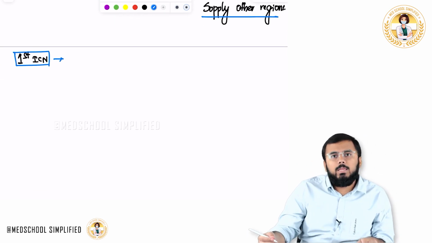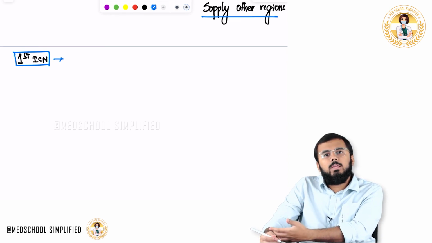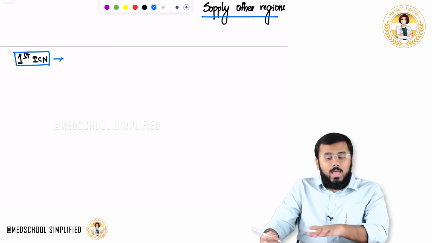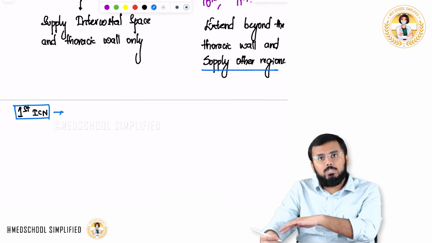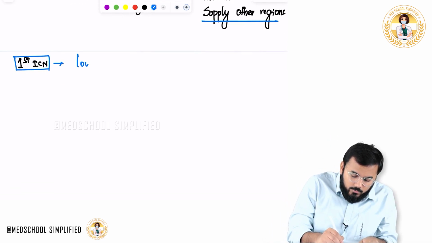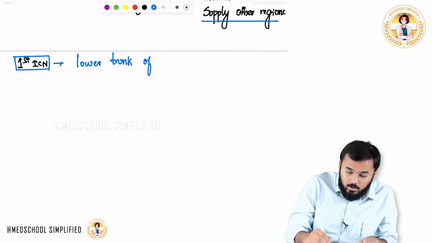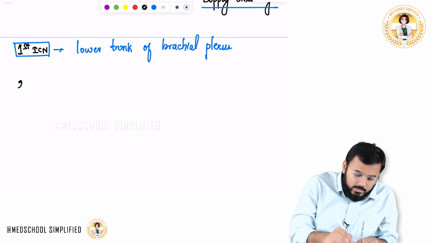The lower trunk of the brachial plexus consists of the nerves that supply your arm, which is outside the thorax. So as per the definition here, it should supply the thoracic wall and other regions outside it. So it means the brachial plexus. It continues as the lower trunk of the brachial plexus. Okay.